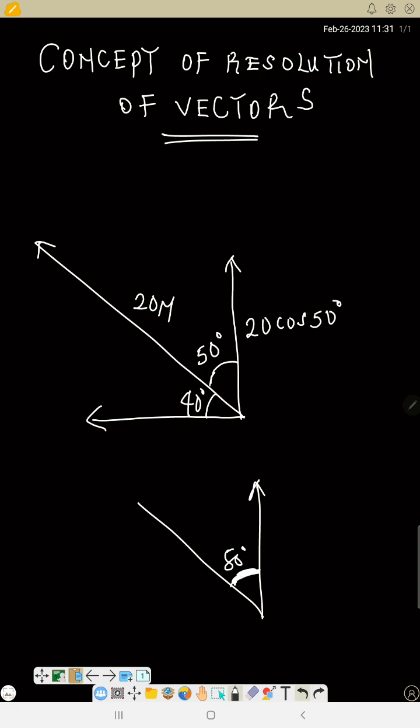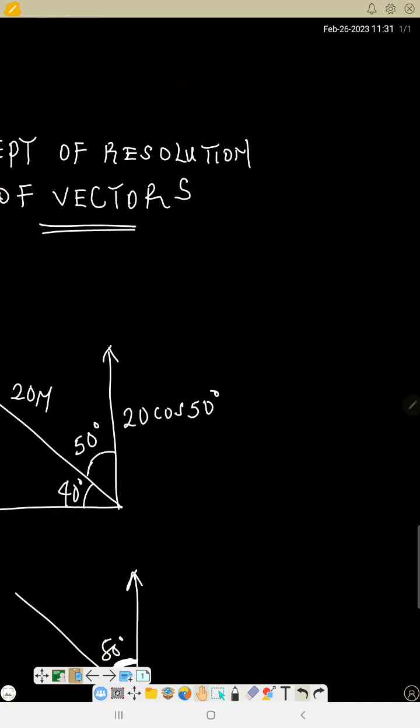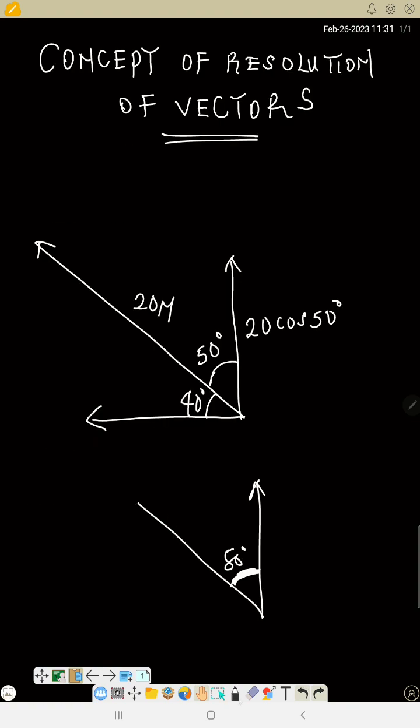So anywhere that angle touches, please take note, is cos. So that means that place is 20 cos 50. The other one will be sine. So this place will be 20 sine 50, like that. So anywhere the angle lies is always cos.